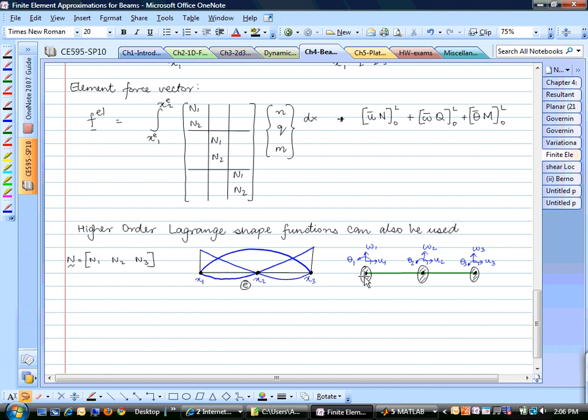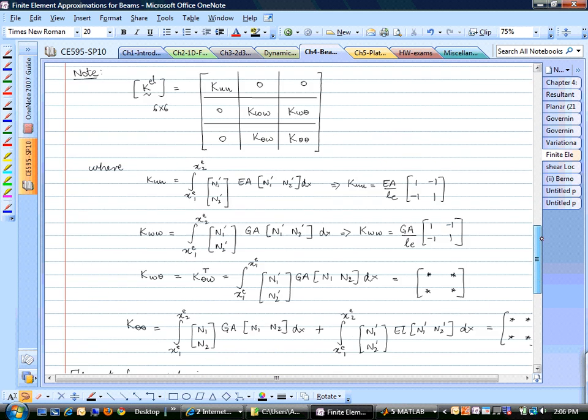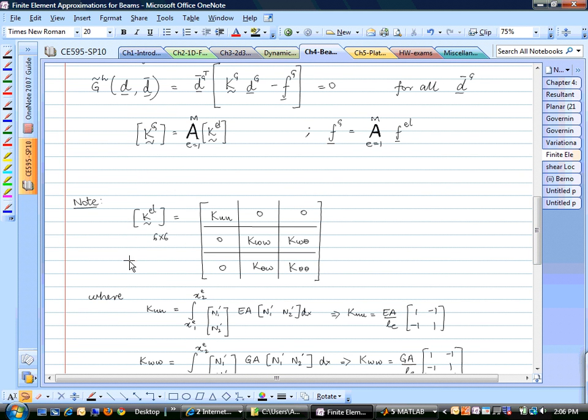There will be a total of 9 degrees of freedom per element, because you have displacement in the 2 directions at this node and rotation. So every node has 3 degrees of freedom. If you have 3 nodes, you have 9 degrees of freedom per element, which means that what would be the size of this? 9 cross 9, and each one of those is going to be a 3 cross 3.